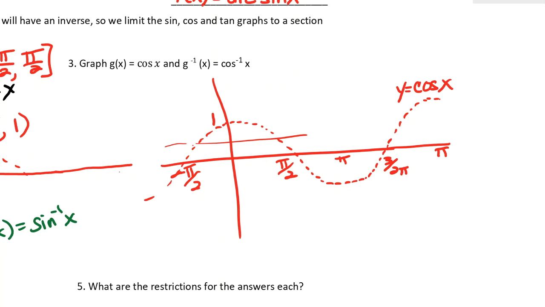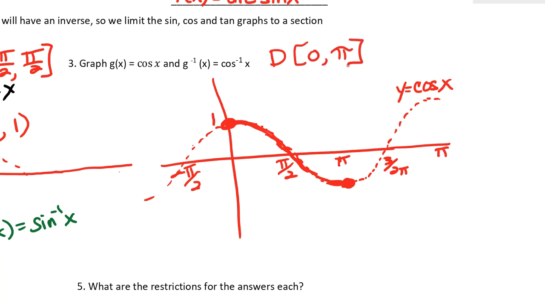So we need to do a different restriction here. My suggestion was to think about keeping only a section that goes from a minimum to a maximum, or vice versa, and stay close to the origin. So here, from a hill to a valley, we could restrict our domain from 0 over to pi. You'll have to remember that inverse cosine has a different restriction than inverse sine.